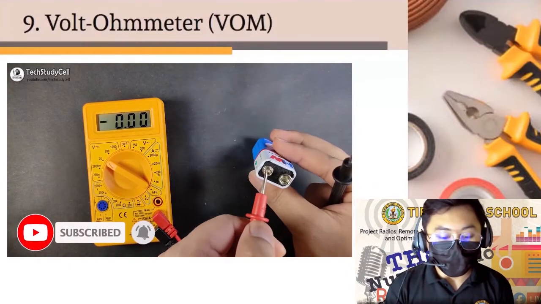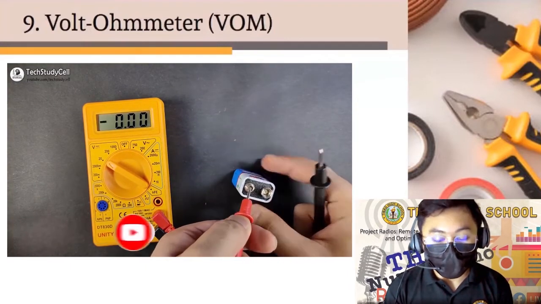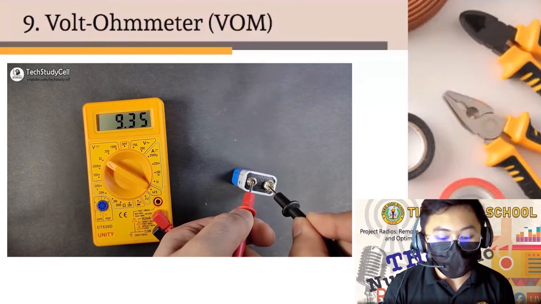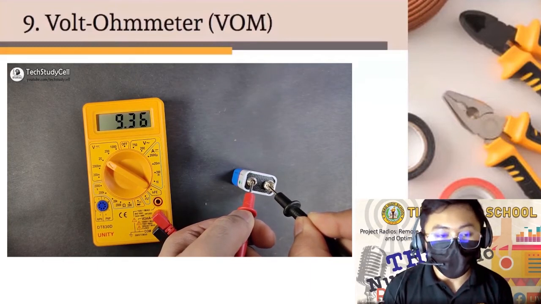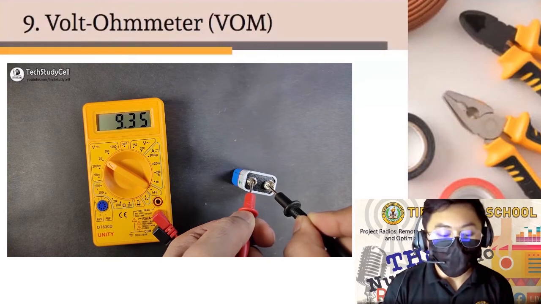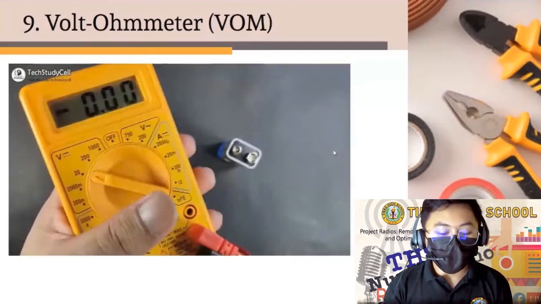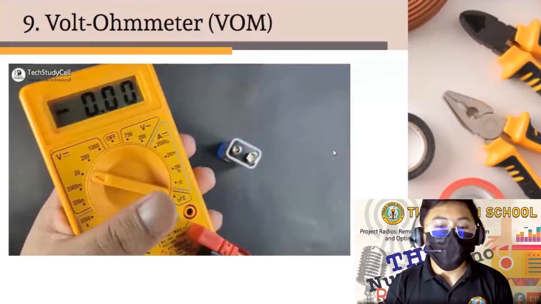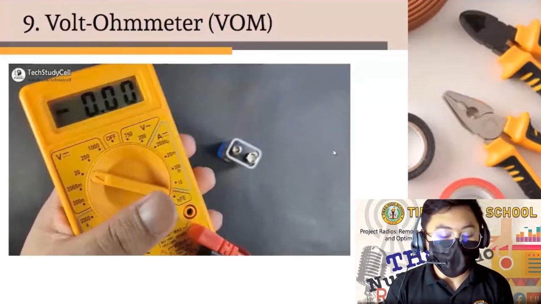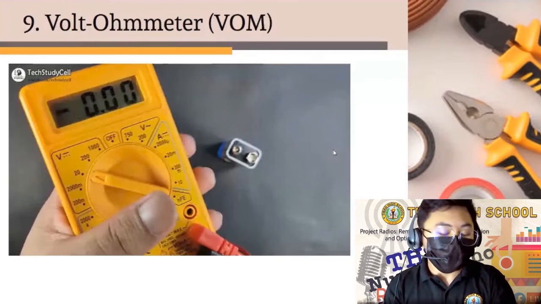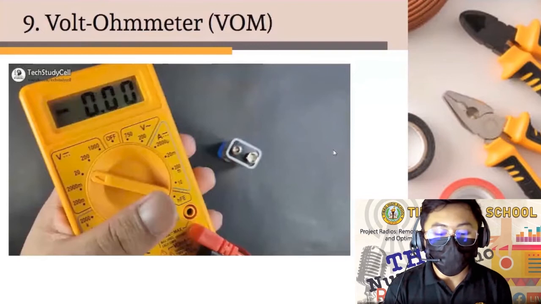Now, connect the red lead to the positive terminal of the battery and the black lead to the negative terminal of the battery. And as you can see, it is showing a reading or measurement of 9.35 volts, which is showing the accurate measurement of the battery. And that's how you measure volts using the multi-tester or volt-ohmmeter. And side note, we are measuring the DC volts dito sa video.